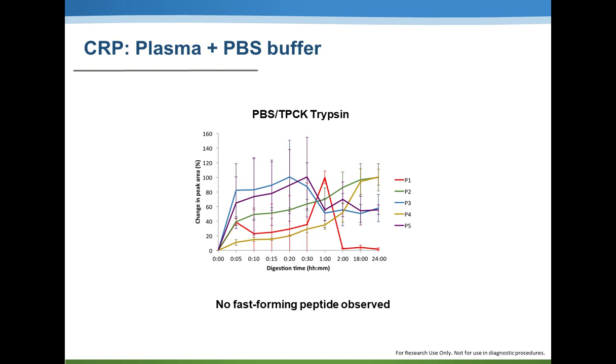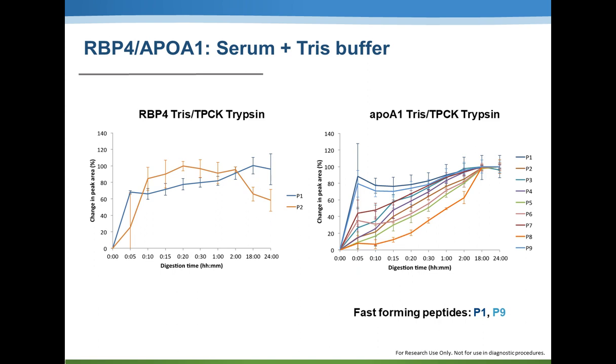And we do not always see faster release peptides. In this case, CRP in PBS buffer, no peptides are fast forming. And how about in the serum plus Tris buffer? RBP4 is a very small protein with disulfide bonds and many PTMs, so only 2 peptides are considered for analysis.